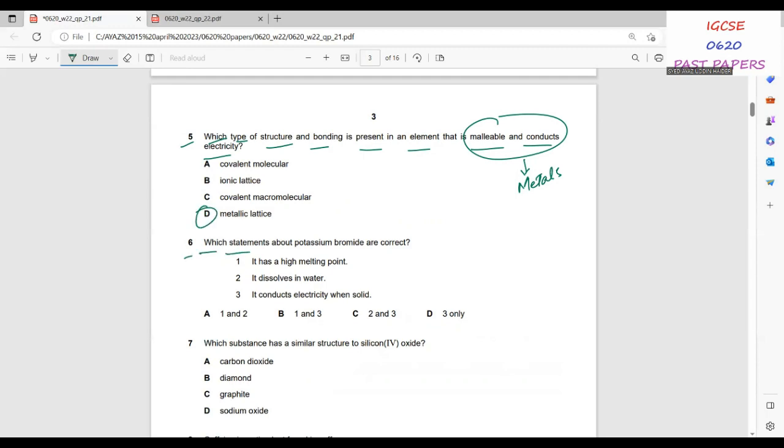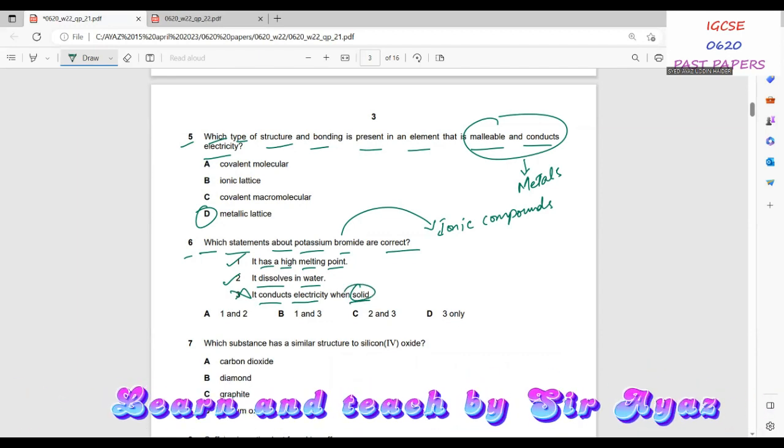Number 6, which statements about potassium bromide are correct? Number 1, it has a high melting point. Potassium bromide is an ionic compound. So ionic compounds definitely have high melting points. So this statement is correct. Number 2, it dissolves in water. Yes, this statement is also correct. Number 3, it conducts electricity when solid. This is wrong. The reason is that it conducts electricity only in molten state or when dissolved in water. So automatically A will be the right answer for this question.